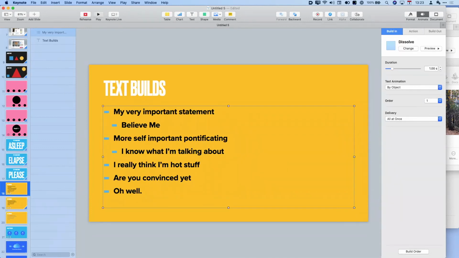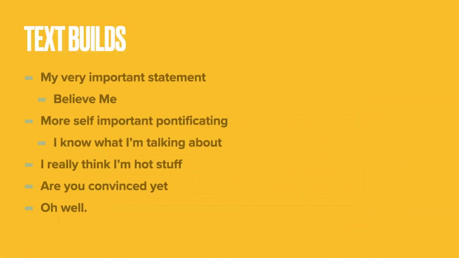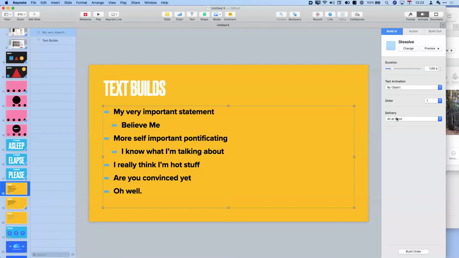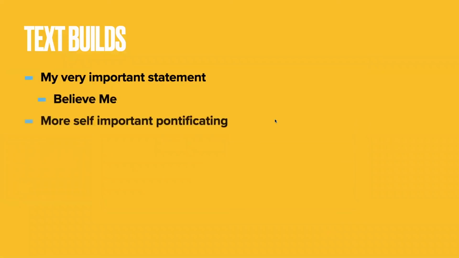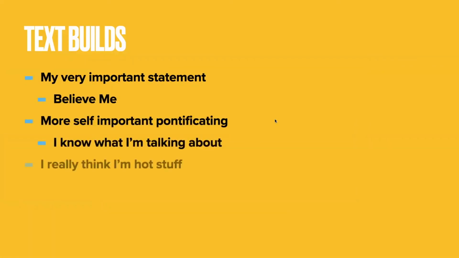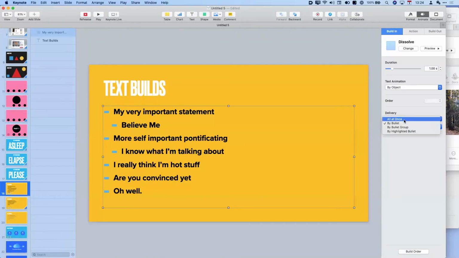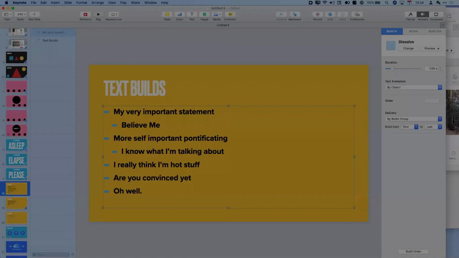If I run this over here, you can see delivery currently is all at once. So if I click play and I click, all of my bullet points appear at once. If on the other hand, I select that and say, do it by bullet, now when I play, it will reveal each bullet point one at a time. If on the other hand, I select by bullet group, it will take the bullet point and the sub bullet points and play them simultaneously.